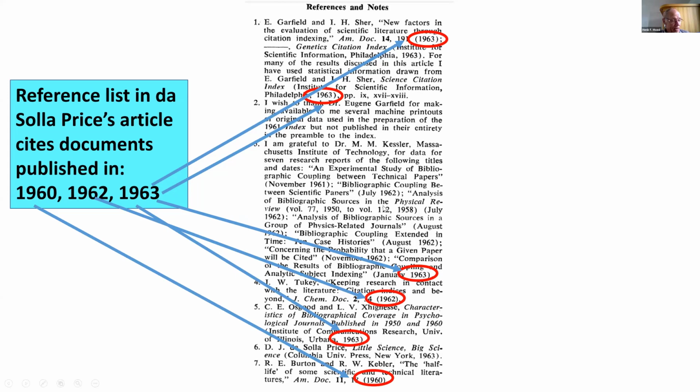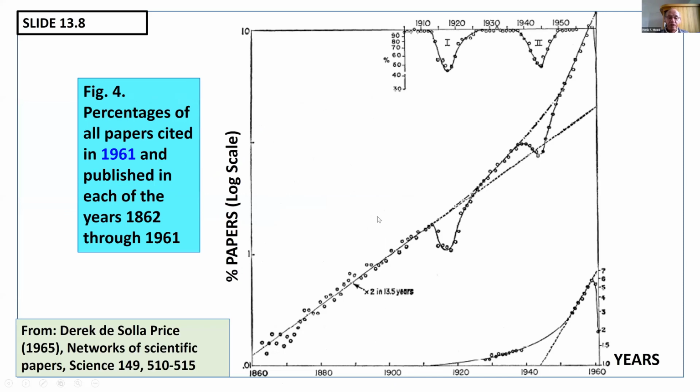Now, this is an interesting data source that Price has used to study scientific development, and I will show you that in the next slide. This slide presents a figure that is actually copied from the Price paper, and you see on the horizontal axis the years, and on the vertical axis the percentage of papers cited in one particular year, and that is 1961.